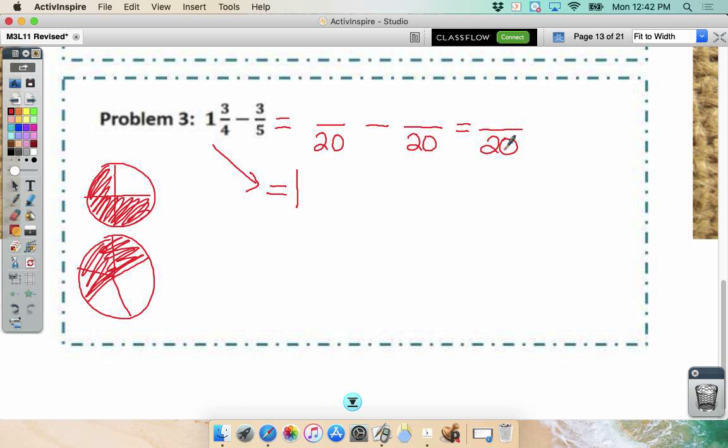Huh? Multiply what? Multiply 3 times 5. And multiply 4 times 3. And subtract. 1 and 3 20ths. So I need to make sure I move the 3/20ths down.